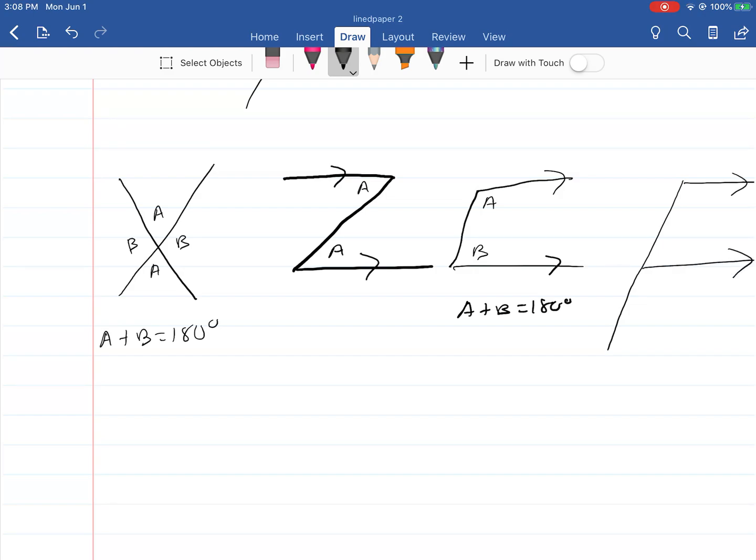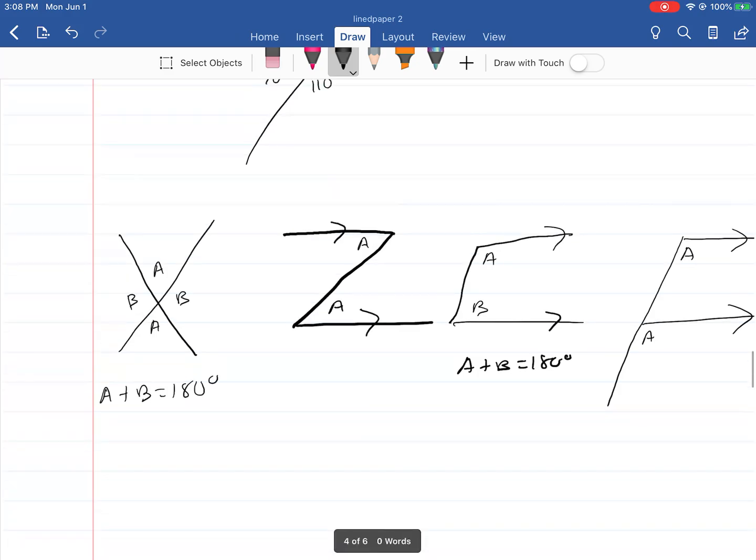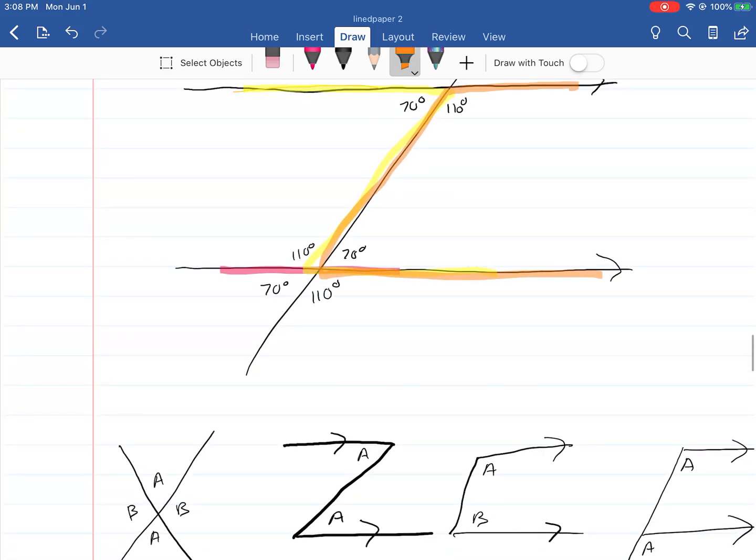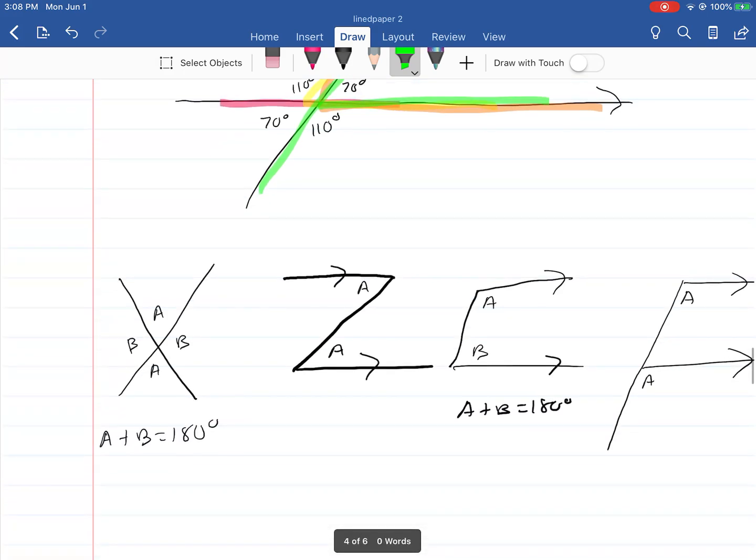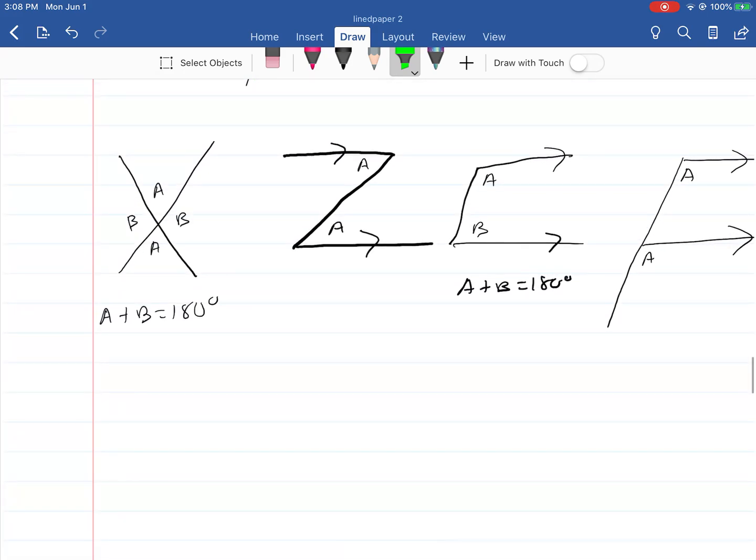And the last letter you'll see sometimes is the F pattern. That's when the parallel lines are like this. And what you'll find is these two letters inside the F are equal to each other. And where's the F in this pattern? Now I'll draw it in another color, what I haven't used, green. There's the F in the picture there.